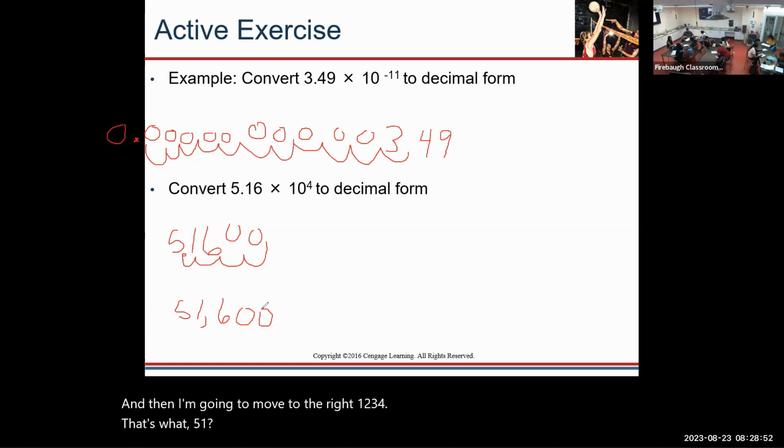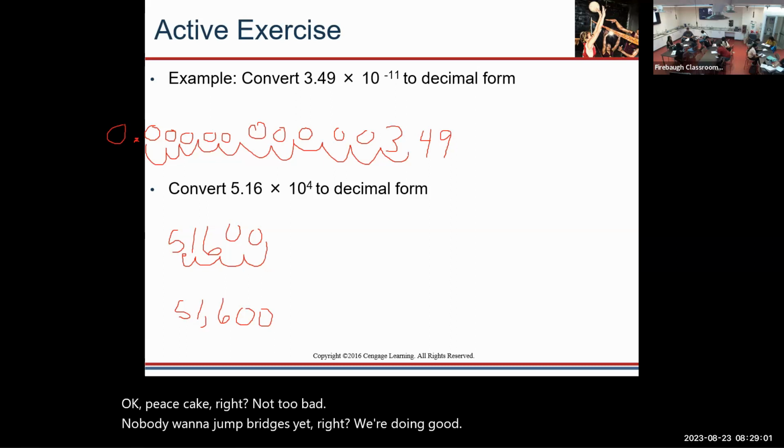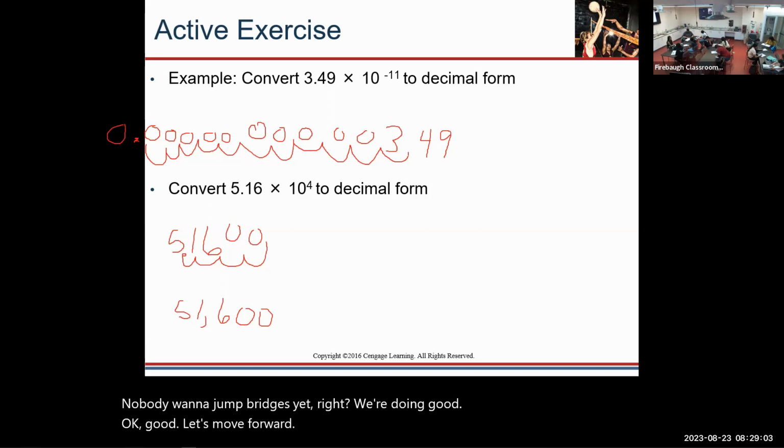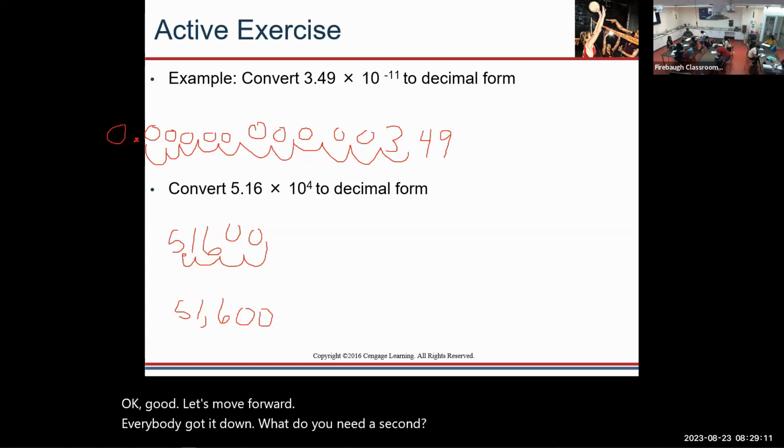Okay, piece of cake, right? Not too bad. Nobody want to jump bridges yet? Right, we're doing good. Okay, good. Let's move forward. Everybody got it down? I'll give you a second. You good?